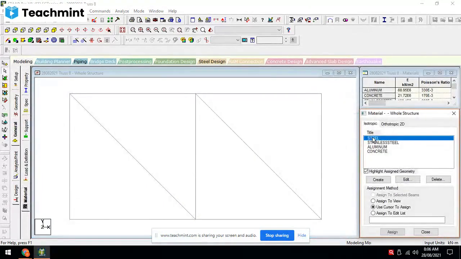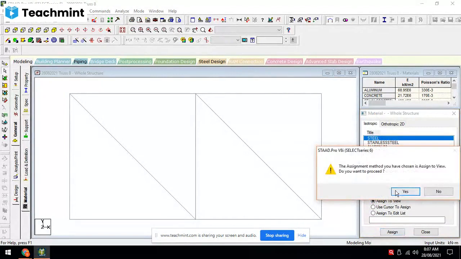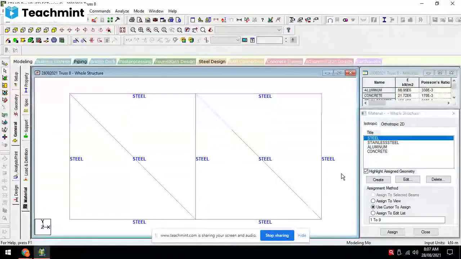So which material will I assign? Stainless steel or aluminum? For a roof truss, as I told in the last lecture also. Concrete or aluminum or stainless steel or steel. Yes, please. I'm waiting for your reply. So steel is right for the truss. Always use steel material for roof trusses. Okay, so I assign the steel.